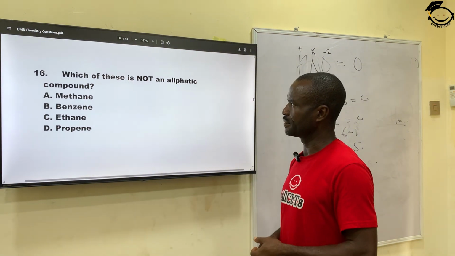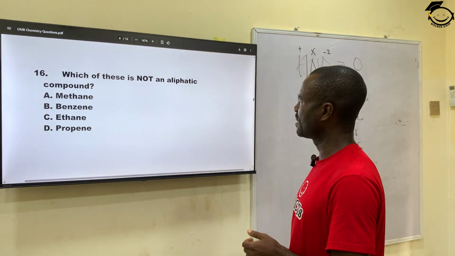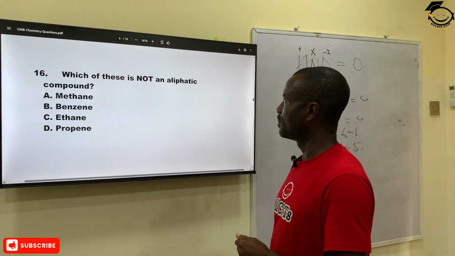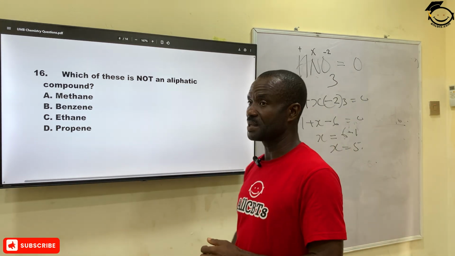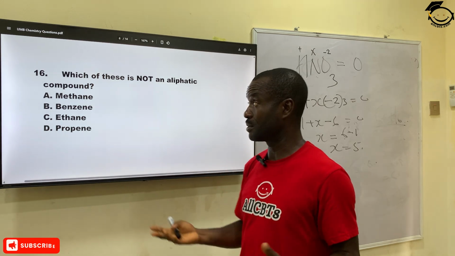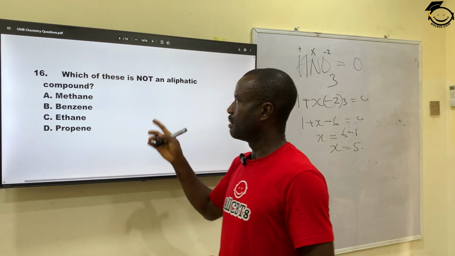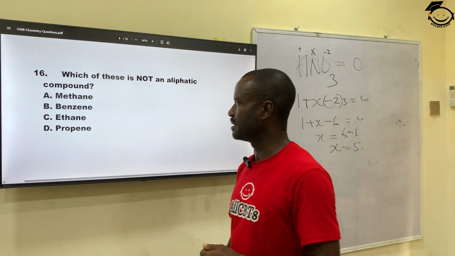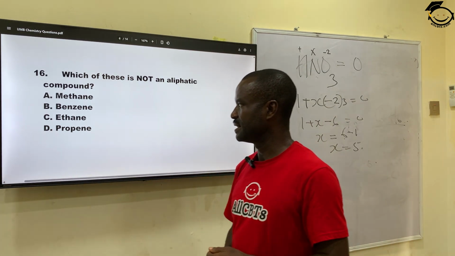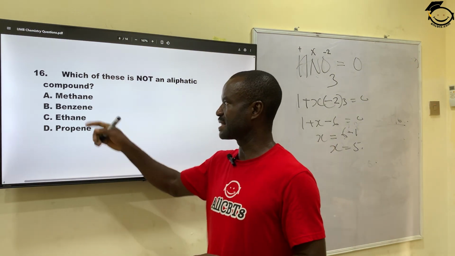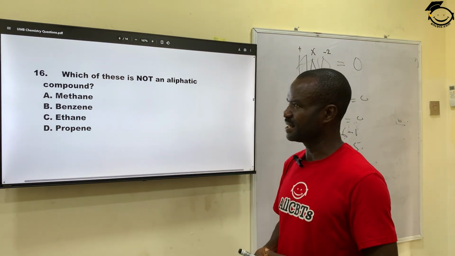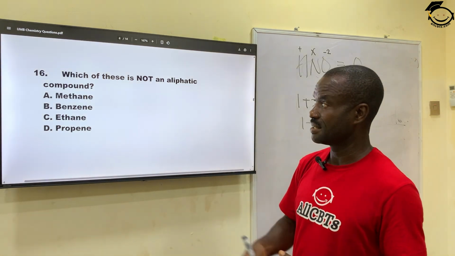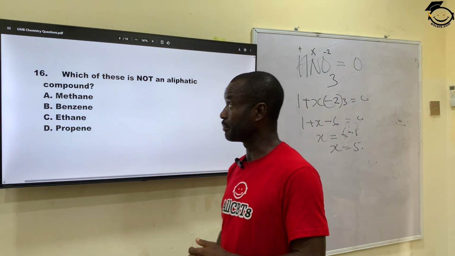Question 16. Which of these is not an aliphatic? When we say aliphatic hydrocarbon, they are straight carbon chain. A, methane, B, benzene, C, ethane, then D, propane. The correct answer is B, benzene. Benzene is a ring carbon chain. It's called aromatic. So it is the only odd among them.